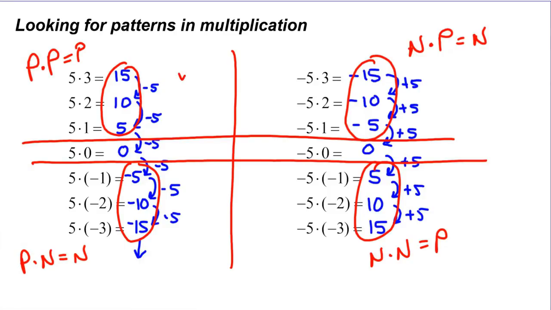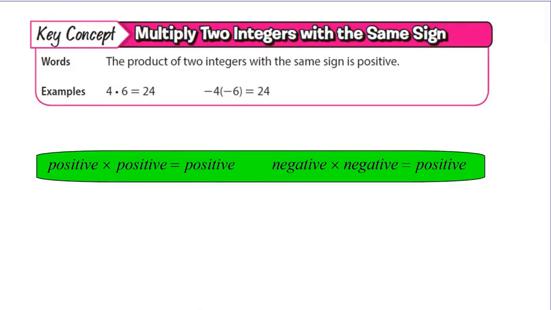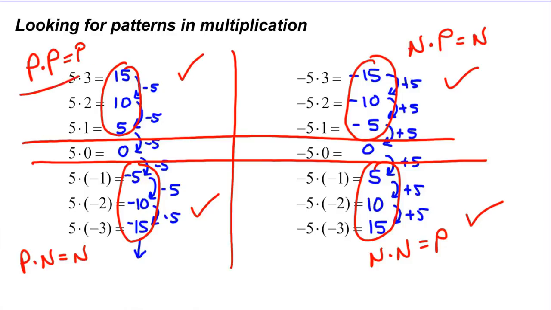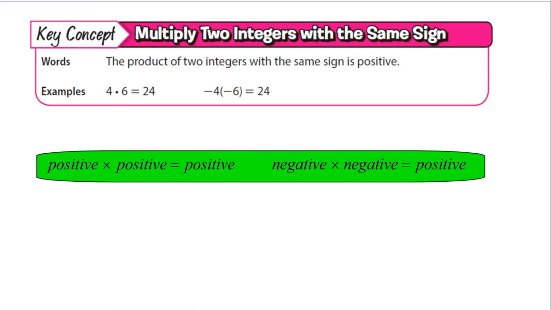But really, we want to just focus on these 4 possible outcomes when we're multiplying something by a number that's non-zero. So here is a take-home point that we want to have in our notes for sure. When we multiply two integers with the same sign, a positive times a positive or a negative times a negative, that's going to turn out to be positive. A positive times a positive is positive, and a negative times a negative is positive. So when the signs are the same, your product is always going to be positive.